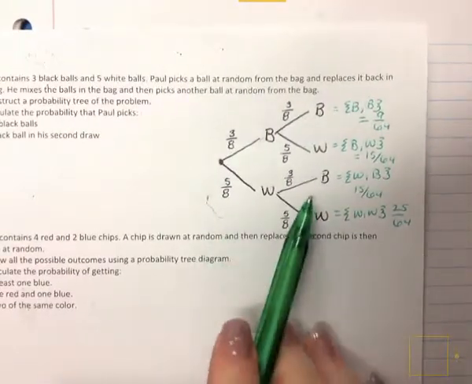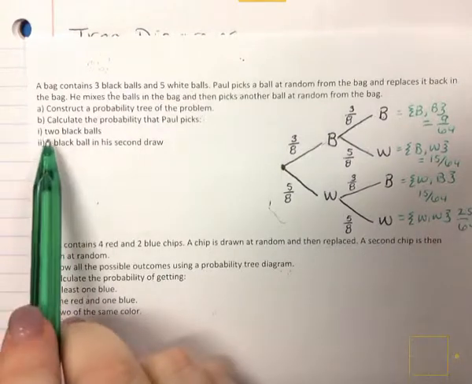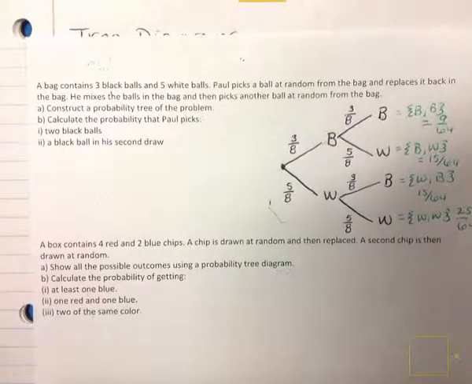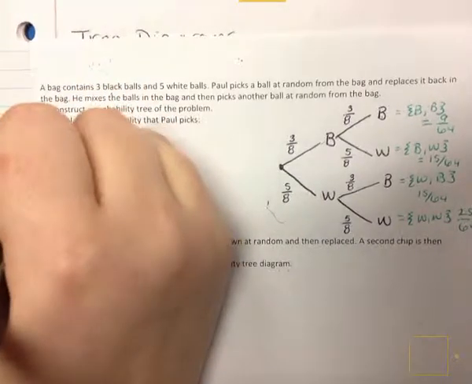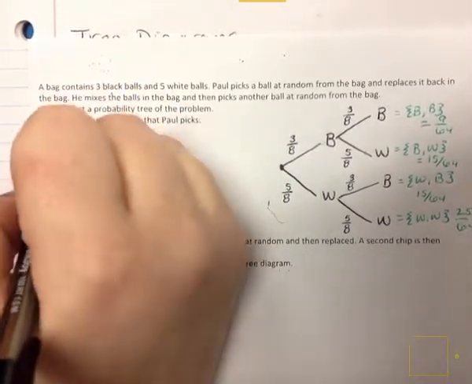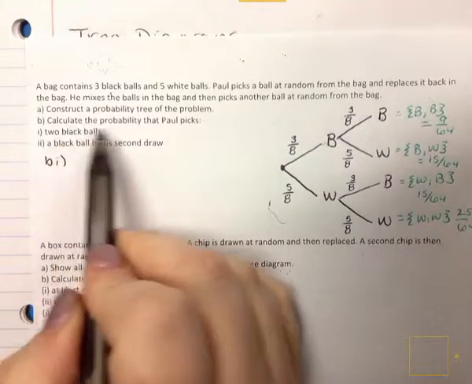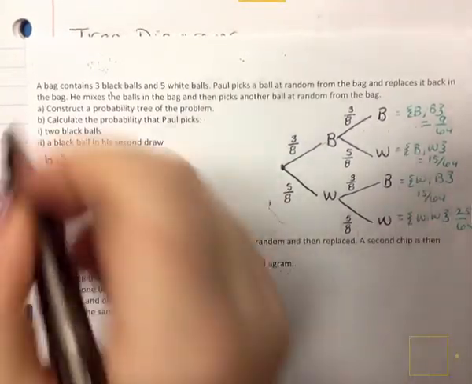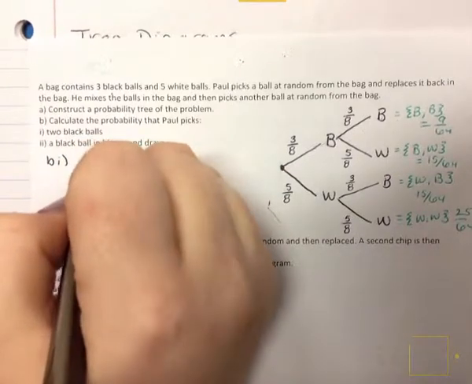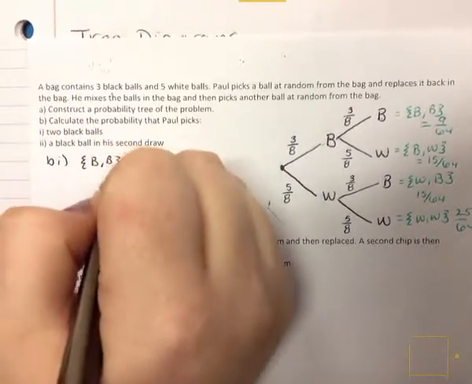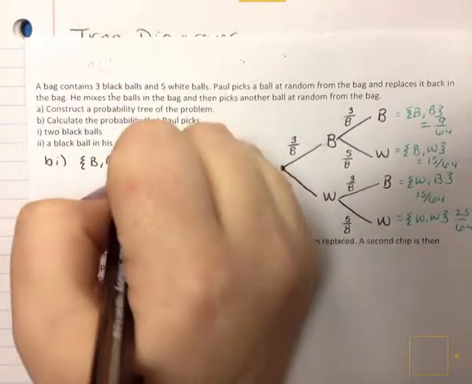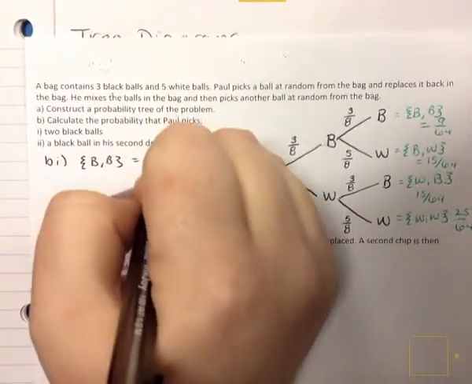So now that we have our tree diagram, we can actually go and answer each of the questions. So for part B, there are two parts. We have B(i), which is to calculate the probability that Paul picks 2 black balls. So if we come over here, we want just the set of B then B, which we had as 9 over 64. So that's the fraction that represents that.